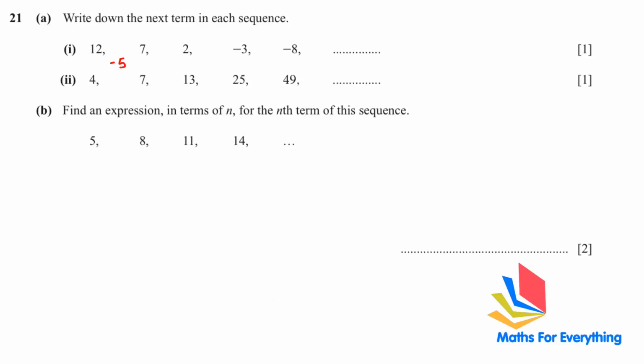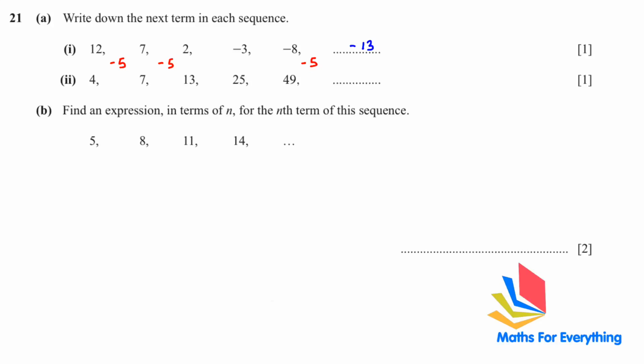12 minus 5 is 7. 7 minus 5 is 2. So every time we are subtracting 5. So negative 8 minus 5 will give us negative 13.